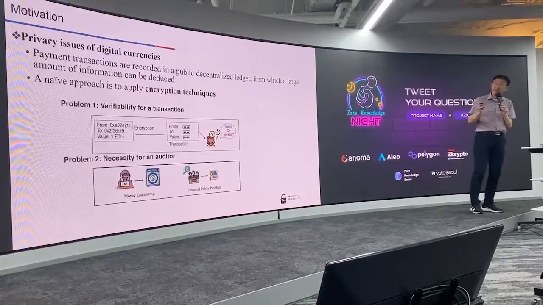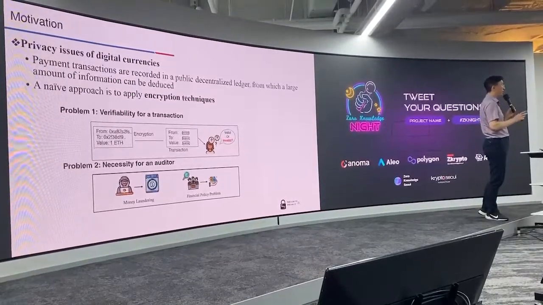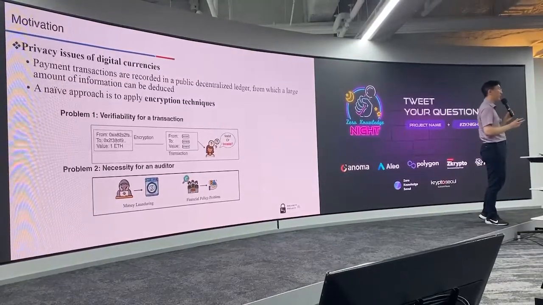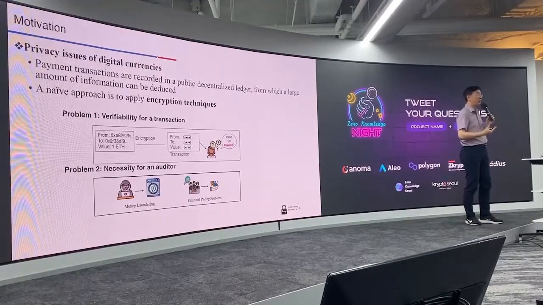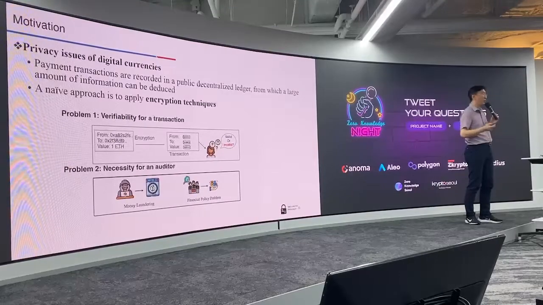To hide that information, the easy way is to encrypt the transaction. But encryption is not enough because encryption doesn't guarantee that the transaction is correct. So to guarantee the correctness of the transaction, we have to put in a proof. That's the mechanism by which the zk-SNARK works for privacy preservation.